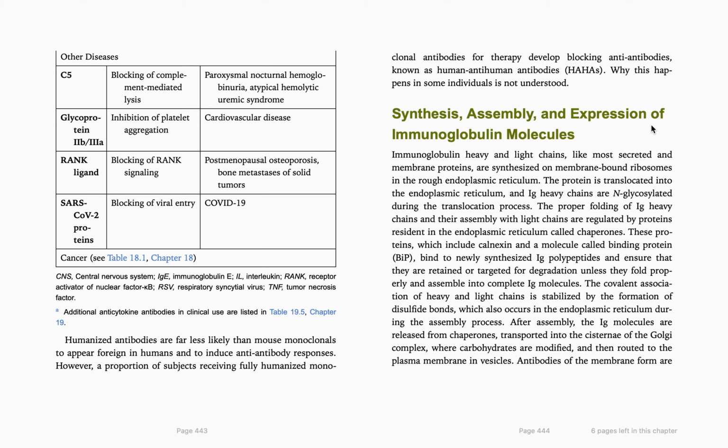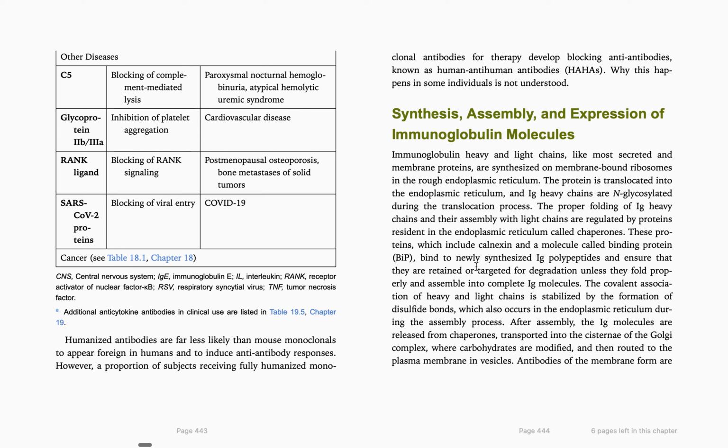Synthesis, assembly, and expression of immunoglobulin molecules. Immunoglobulin heavy and light chains, like most secretory and membrane proteins, are synthesized on membrane-bound ribosomes in the rough endoplasmic reticulum. The protein is translocated into the endoplasmic reticulum, and Ig heavy chains are N-glycosylated during the translocation process. The proper folding of Ig heavy chains and their assembly with the light chains are regulated by proteins resident in the endoplasmic reticulum called chaperones.